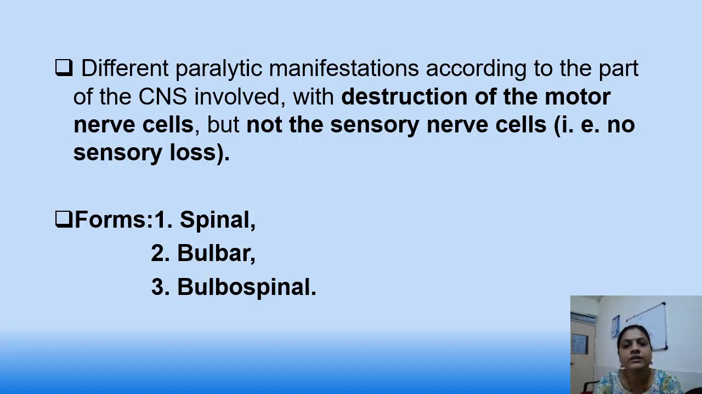Different paralytic manifestations according to the part of the CNS involved. If the cranial nerves are involved, then it leads to bulbar paralysis. If the spinal nerves are involved, it is spinal paralysis, and if there is a combination of cranial and spinal nerves, it can produce bulbospinal manifestations. So destruction of the motor neurons present in the anterior horn cells of the spinal cord can lead to motor paralysis, which is of the lower motor neuron type, but it does not affect the sensory nerves.